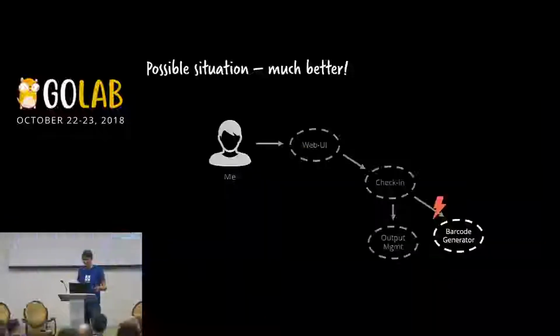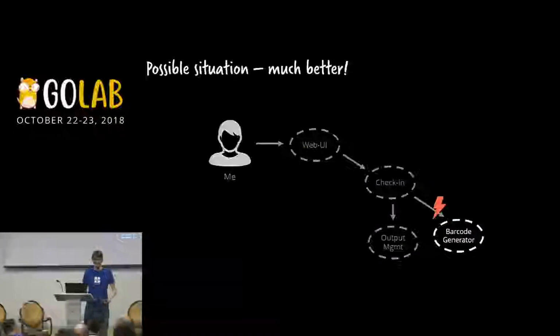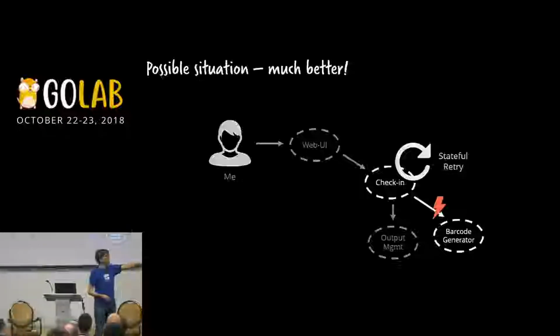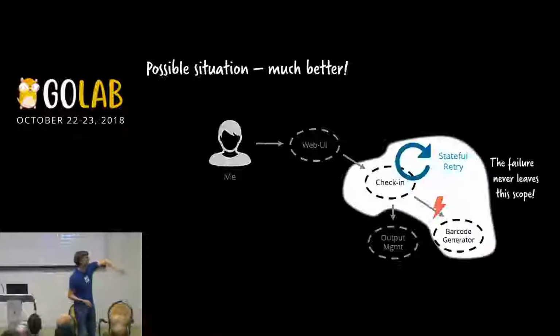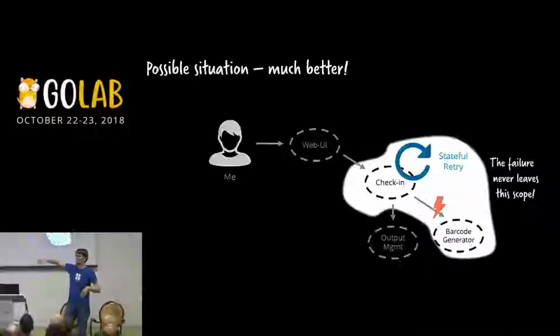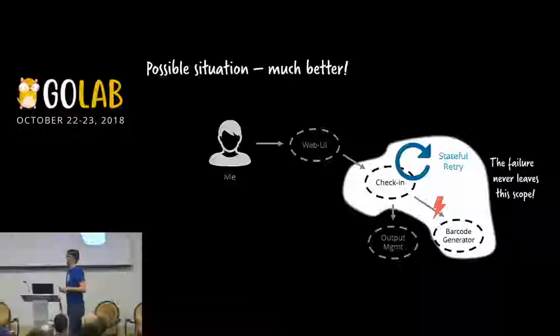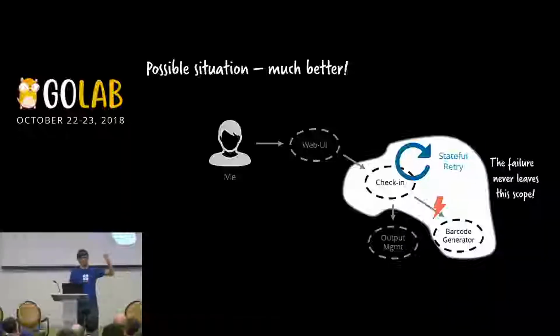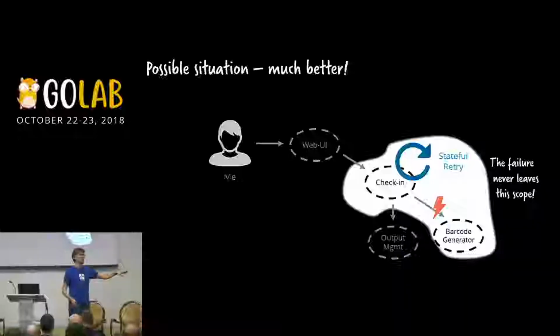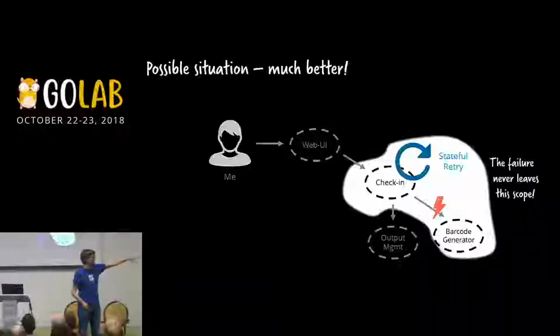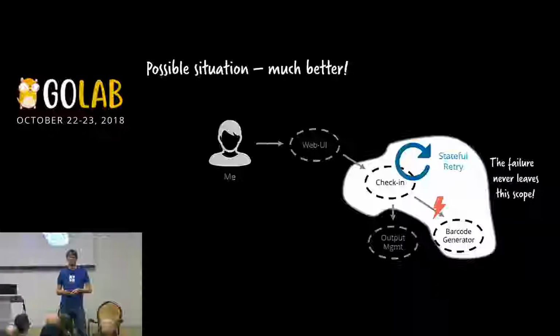What would be better? In this case, it's easy. The stateful retries should be within the check-in service, for example. And then you don't have to cascade it all the way up through all the other services. So it should be relatively local. It should be in the check-in. Then the check-in can send me an email whenever it's ready. Then it's much more resilient. I don't care when the barcode generator doesn't work, right?